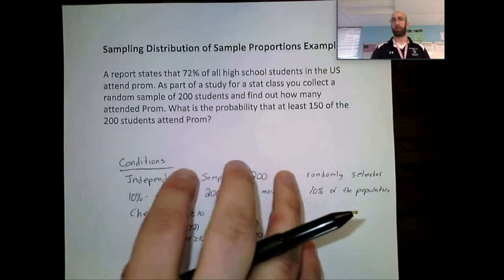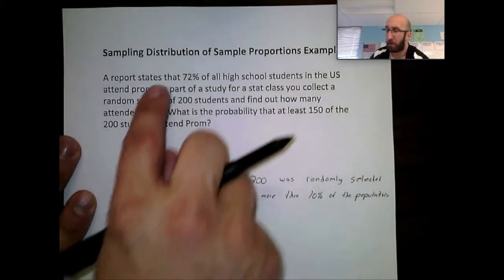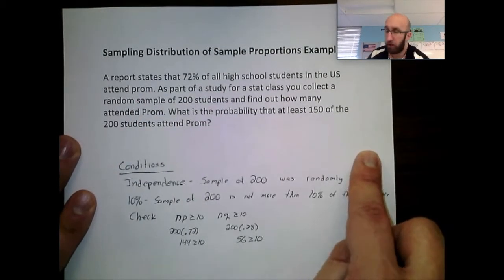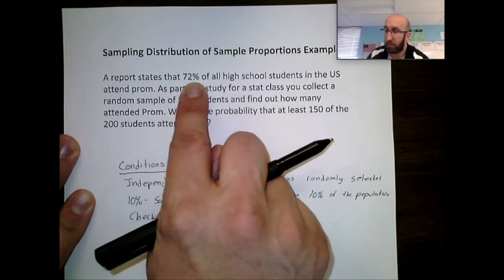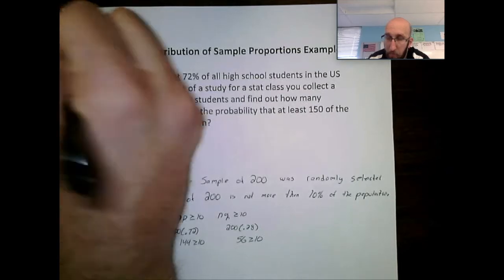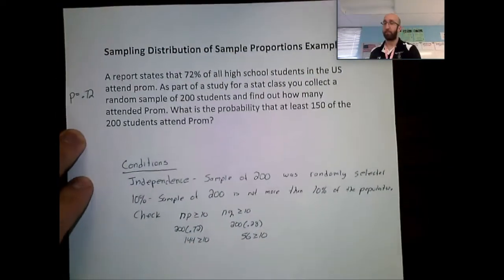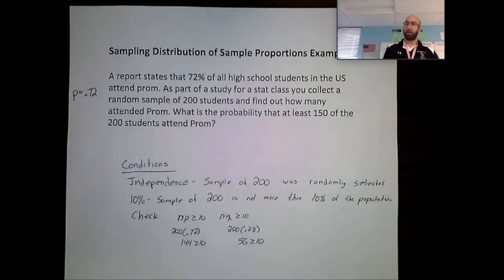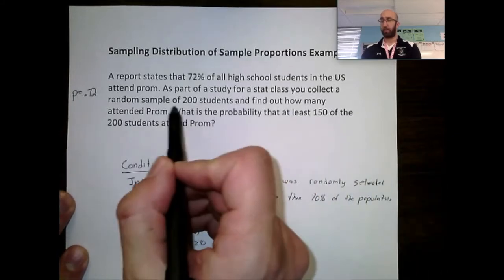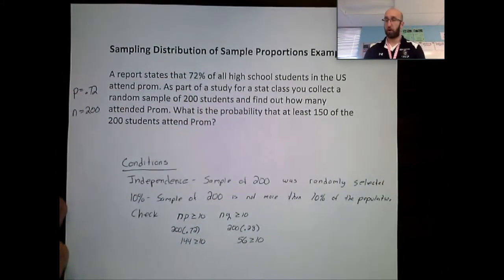Now I do have some work down here, but that was just to speed things up in this video. The first thing I would do is figure out what these numbers mean up above. First off, a report states that 72% of all high school students in the U.S. attend prom. That is your population proportion p, so p equals 0.72. The next thing I see is you collect a random sample of 200 students. That is my sample size, so n equals 200.